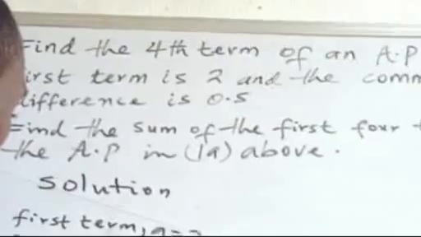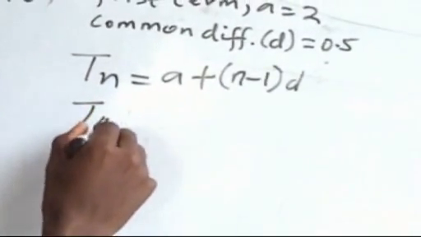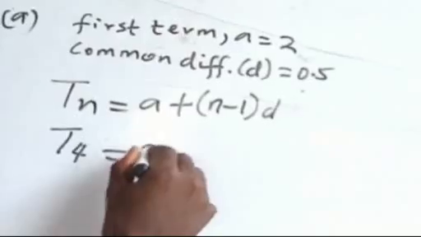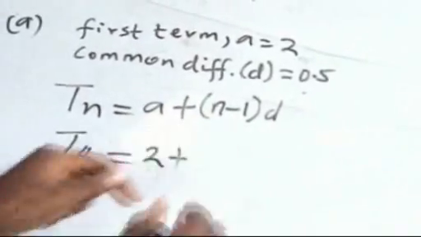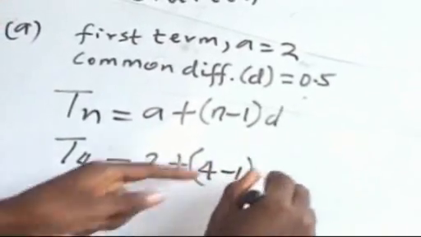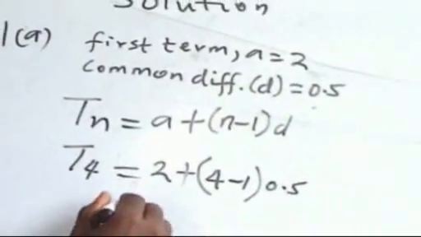We say that the nth term of an AP is given by this formula: Tn equals A plus n minus 1 all multiplied by d, where Tn is the nth term. So here we have T4 because we are looking for the fourth term. T4 is equal to A. Our A, which is the first term, is 2, plus our n here is 4 minus 1 multiplied by d, which is our common difference, 0.5.